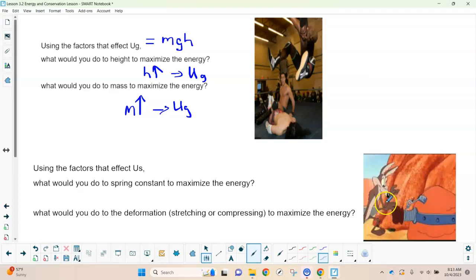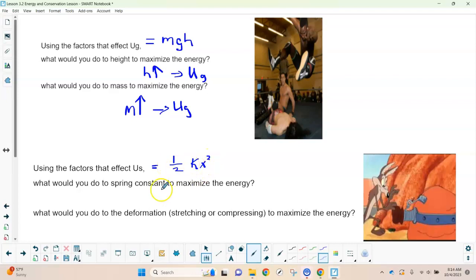If we're talking about the spring potential energy, let's look at this Roadrunner cartoon. I know you guys might not be familiar with it, but he uses these contraptions to try to get the Roadrunner. And this is a spring with a boxing glove. So what would you do to the spring constant? Again, the formula for this one is 1/2 kx squared. K is the spring constant.